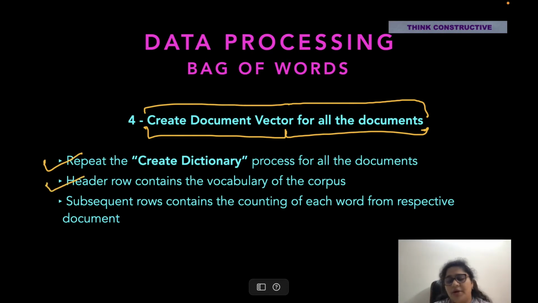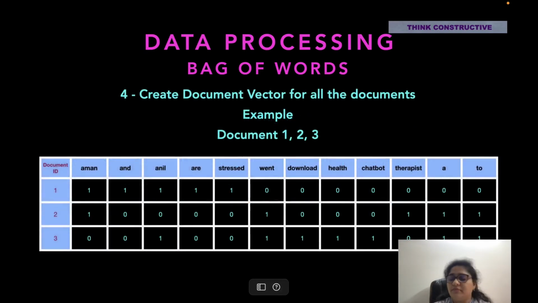Okay. The header row contains the vocabulary of the corpus. Same thing. Okay. And then subsequent rows contain the counting of each word from the respective document. All right. So the same 3 steps are written here. And then, this is the example for documents 1, 2 and 3. That means all 3 documents of my corpus. So document 1, we had already discussed. All right. Document 2, Aman was coming only once. Went was coming once. Therapist was once.